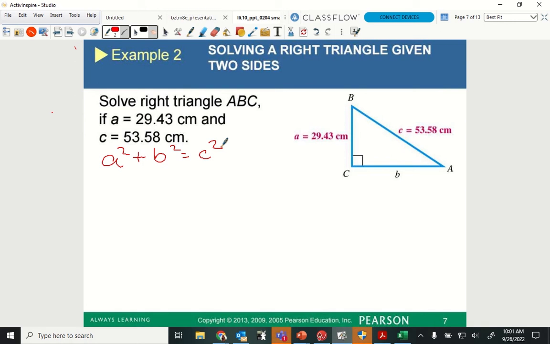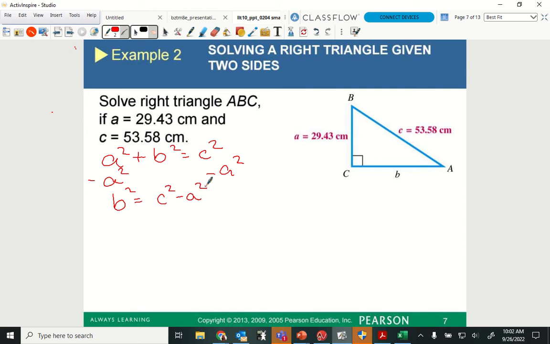Now, I hate doing algebra with a whole bunch of big numbers because I always screw things up. What are we trying to solve for? B. So I'm going to do the algebra before I plug in anything. If I'm trying to get b by itself, what do I do to this a squared? I subtract it from both sides. So now I have b squared is equal to c squared minus a squared.